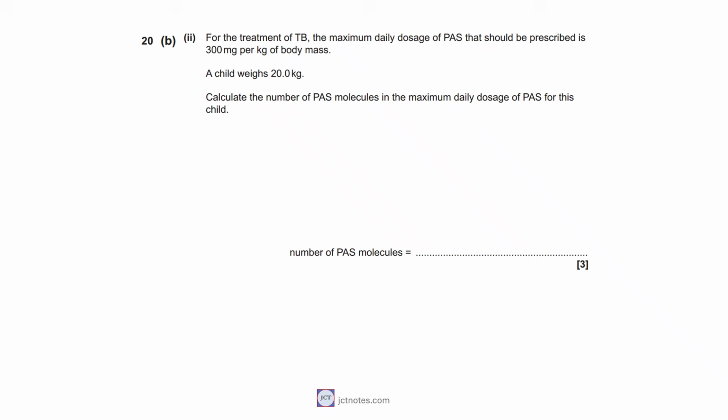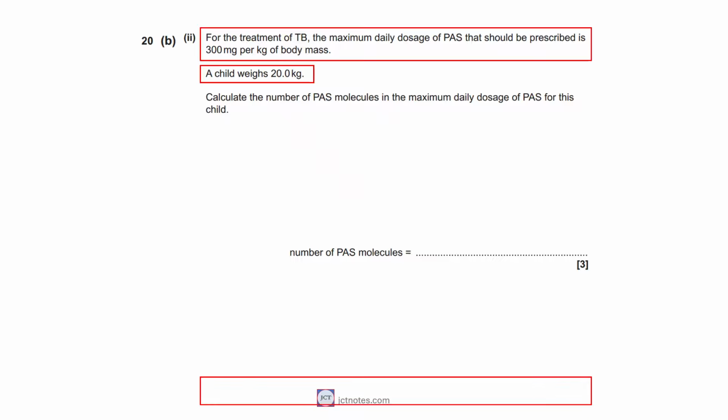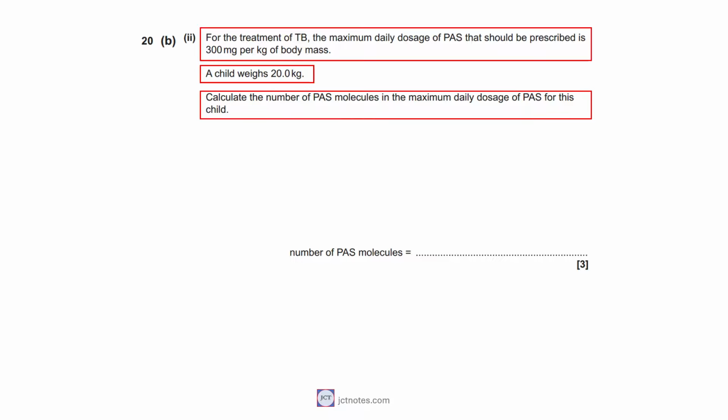In the second question of question 20b, we have the statement that for the treatment of tuberculosis, the maximum daily dosage of PAS that should be prescribed is 300 mg per kilogram of body mass. A child weighs 20 kilograms. We are asked to calculate the number of PAS molecules in the maximum daily dosage of PAS for this child.